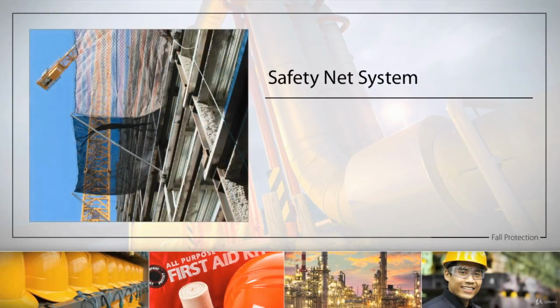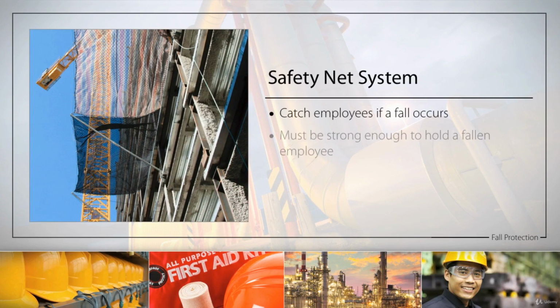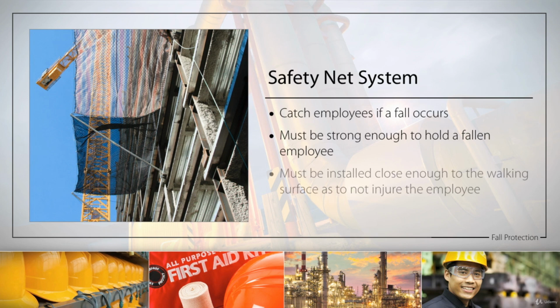Now, let's take a look at safety net systems. Safety net systems catch employees if they do fall. Safety nets have to be strong enough to hold a falling employee. The mesh openings must be sufficiently small so that the employee will not fall through the net. The mesh openings must be close enough to the walking and working surface so that the employee's fall into the safety net will not still injure the employee.